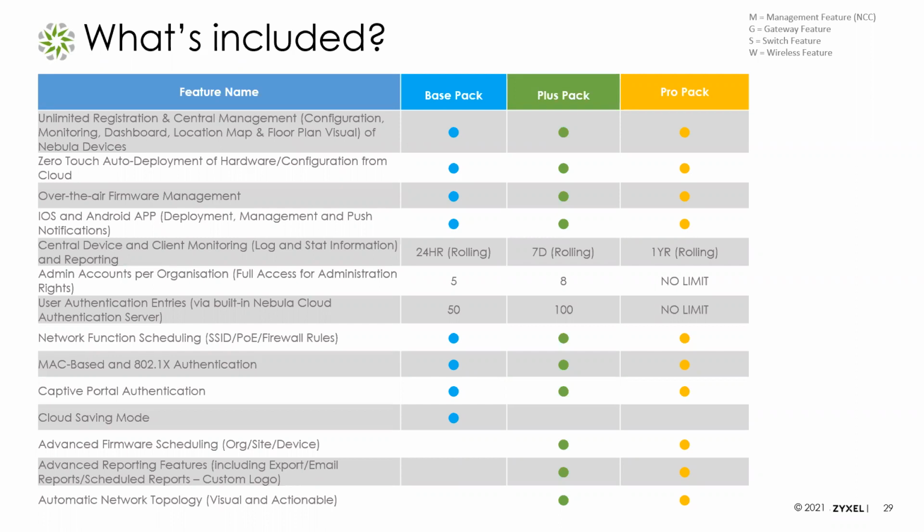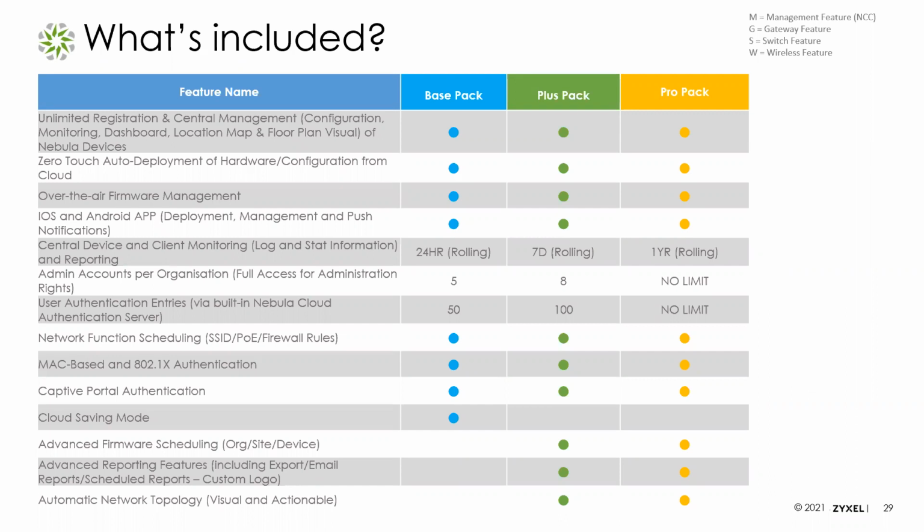All versions of Nebula give you the ability to schedule networking functions based on time, such as turning off SSIDs at certain days or times. All of them give you access to MAC filtering and 802.1x authentication. All of them give you access to captive portal. And then when we start seeing some differences here, these are things that are only going to be in the Plus or the Pro Pack.